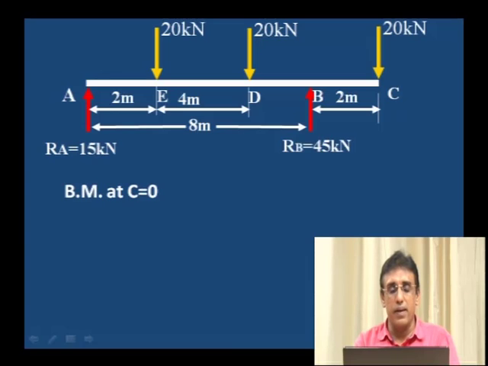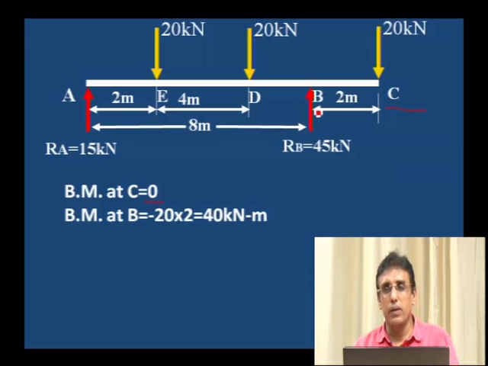Let us calculate the bending moment. Bending moment at C is 0 because force into distance is 0. Bending moment at B, load is 20 kilonewton into distance 2 meter, minus 20 into 2 because it is a clockwise moment, minus 20 into 2 is minus 40 kilonewton meter.